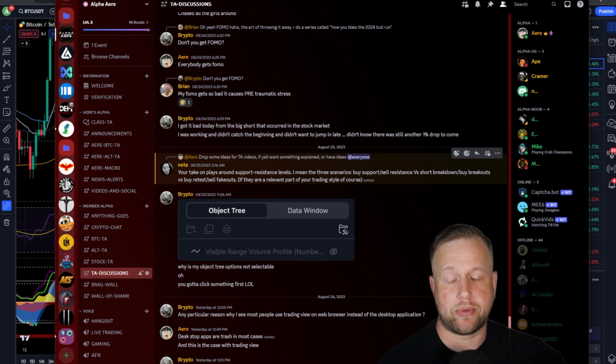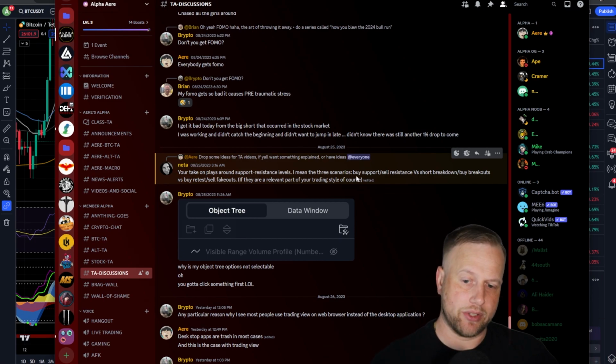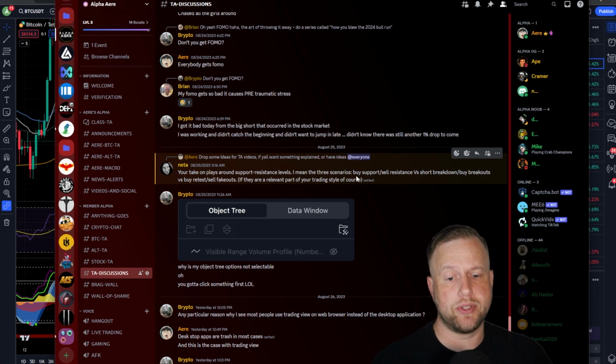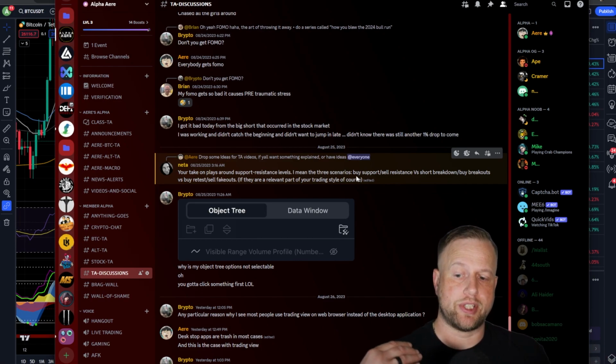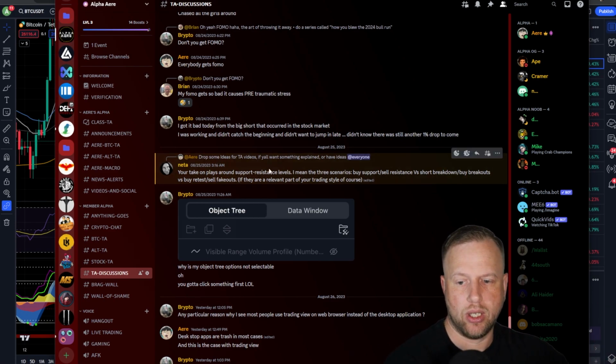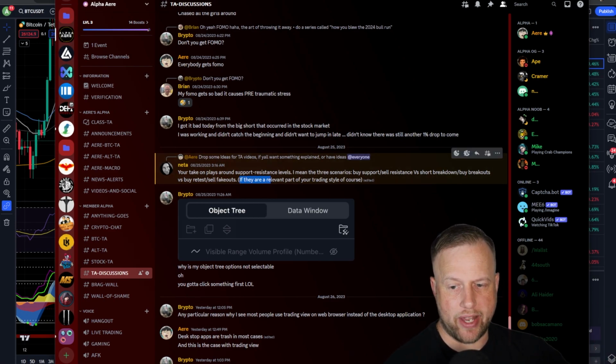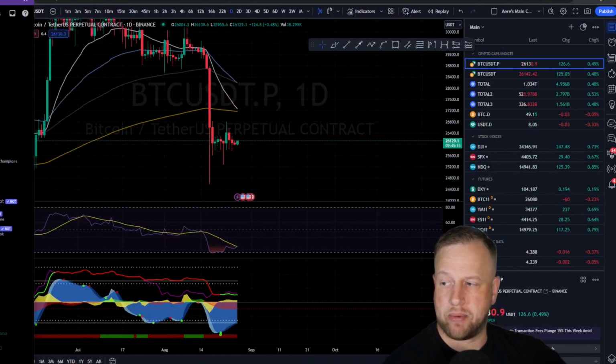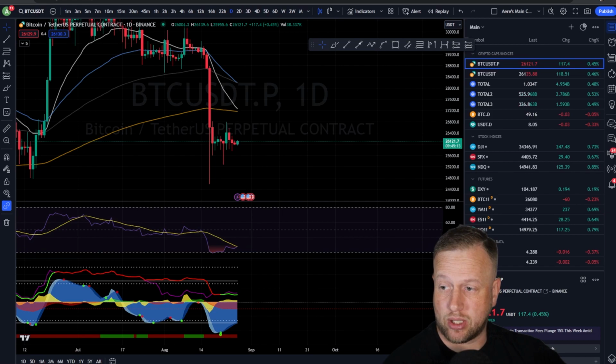And he's talking about three scenarios here. So the three scenarios are: you buy support, you sell resistance, versus short breakdowns and buy breakouts, versus buy retest. There's also sell retest or sell fakeouts as well. He threw in a caveat. He said, if they are a relevant part of your trading style, of course. They are probably the main part of my trading style. So we're going to cover that today.